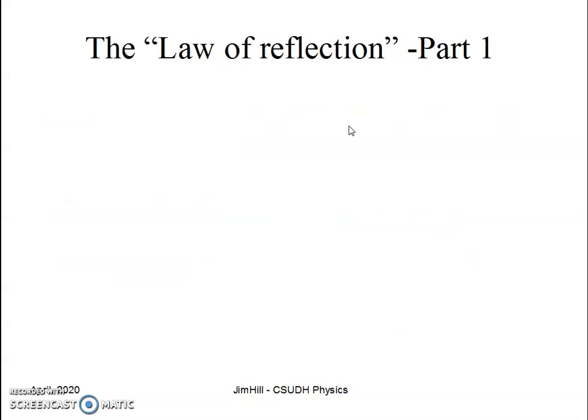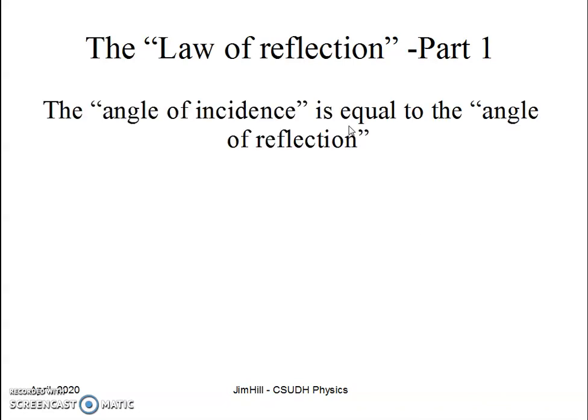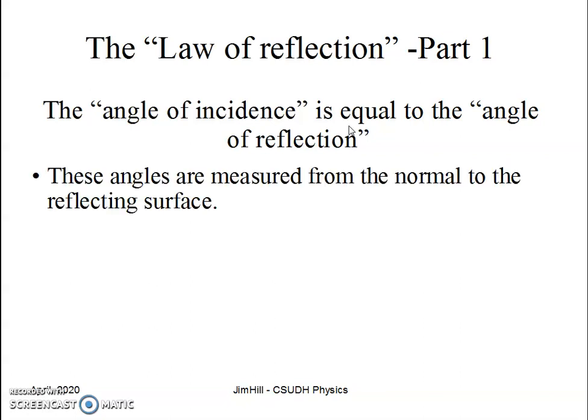The law of reflection, which people talk about in every book at this level or all of the levels I talked about, has two parts, and we often only talk about one of them. The first part, the part we always talk about, is that the angle of incidence is equal to the angle of reflection, and those angles are measured from the normal to the reflecting surface.